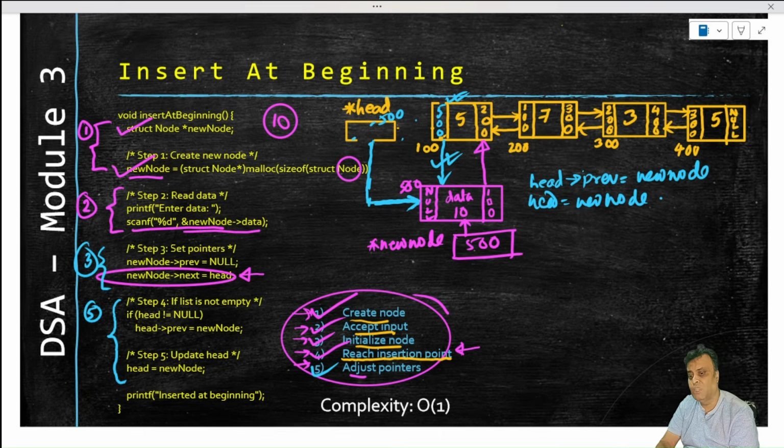But before that, what is the complexity? Complexity will be order of 1, because we know that we are only inserting at the beginning, and therefore we will not be encountering any loops, anything to reach our position where we want to insert. Hence we will directly insert our element by adjusting the pointers. Order is order of 1.